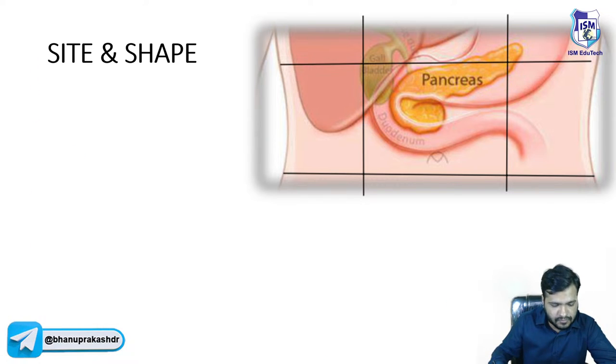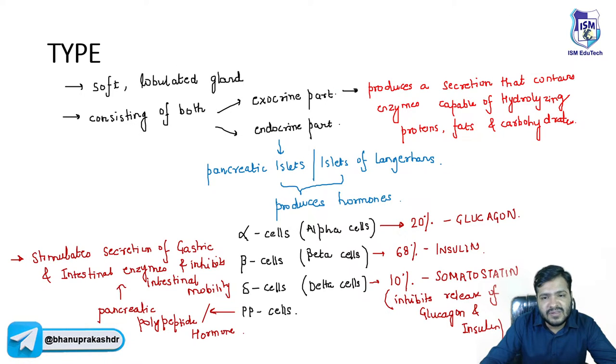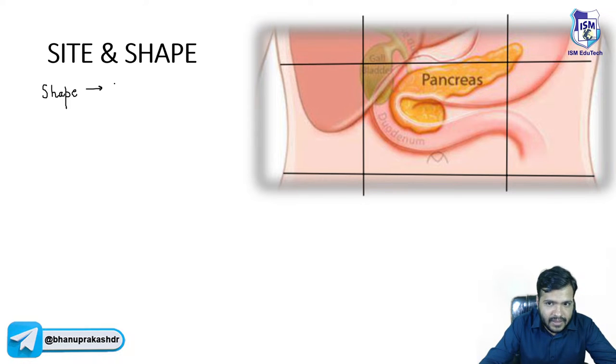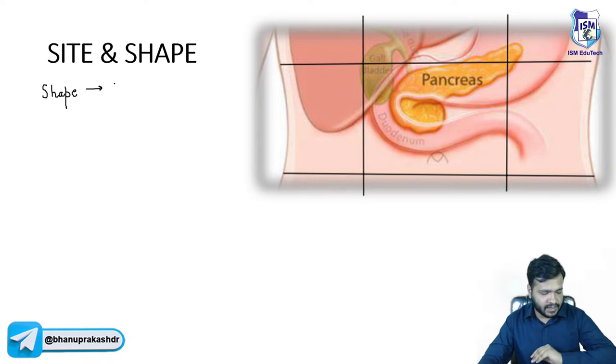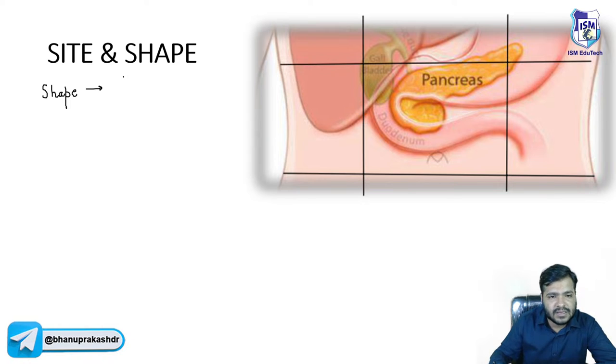Exocrine part, Ravinder, I had got written. It produces a secretion which contains enzymes, and these enzymes are capable of hydrolyzing protein, fats and carbohydrates. Not umbilical, beta. This picture is not quite right, I will just correct the picture, no need to worry.